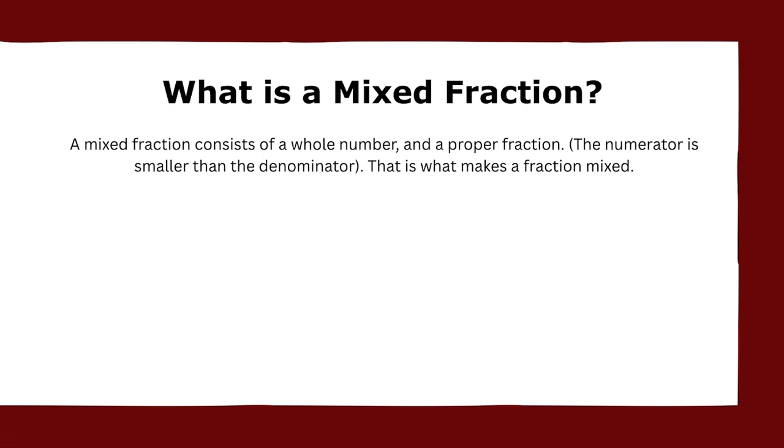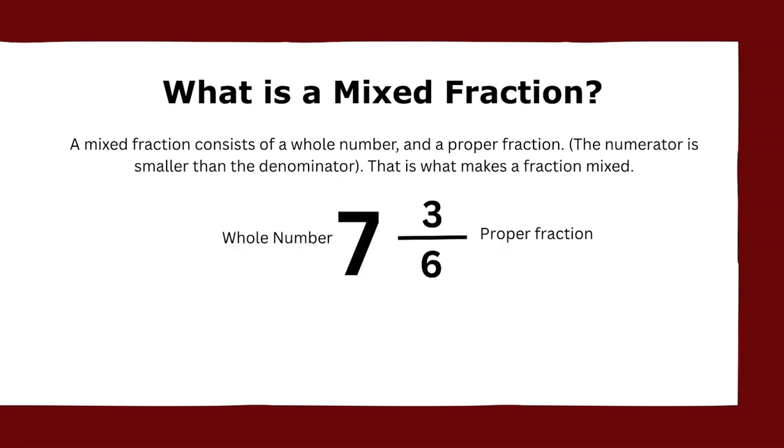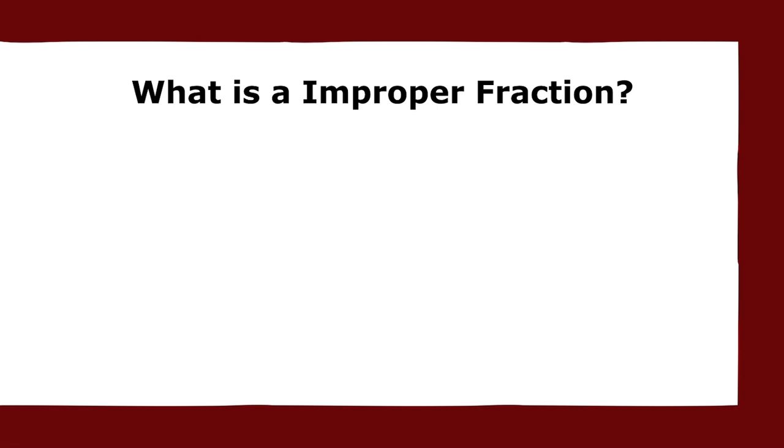Just as a reminder, a proper fraction is when you have a numerator that is smaller than its denominator. So, for example, I have 7 and 3 over 6. 3 over 6 is my proper fraction. 7 is my whole number. That is my mixed fraction. That is what makes a fraction mixed.